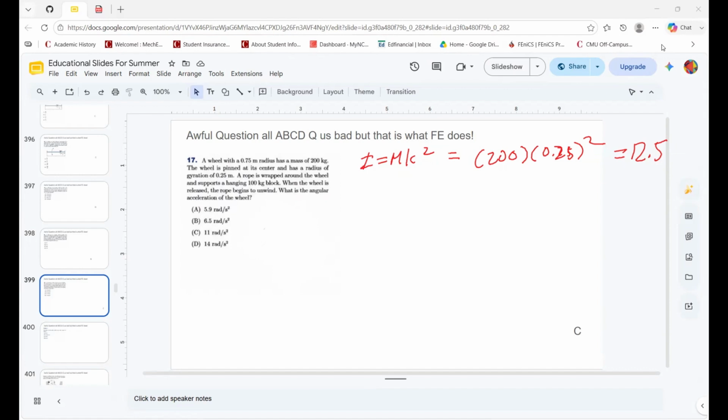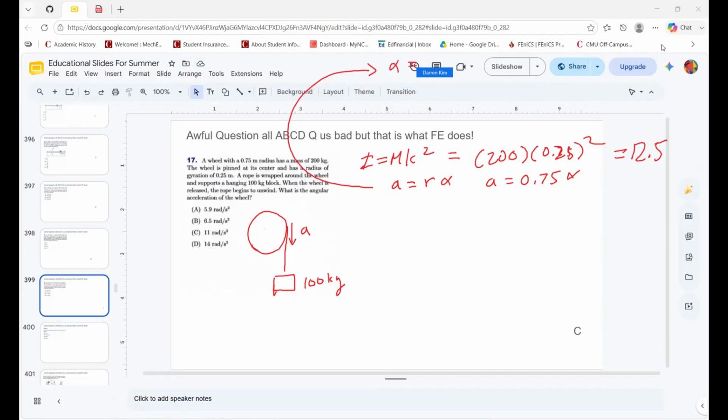Now, next thing is let the block accelerate downwards by A. So it's like this, right? This is a 100-kilogram block. If you want me to read it: a wheel with 0.75 meters radius has a mass of 200 kilograms. The wheel is pinned at its center and has a radius of gyration of 0.25. A rope is wrapped around the wheel and supports a hanging 100-kilogram block. When the wheel is released, the rope begins to unwind. What is the angular acceleration of the wheel? So there's an A over here. A equals R multiplied by alpha. So A is 0.75 alpha, or in other words, alpha equals A divided by 0.75.